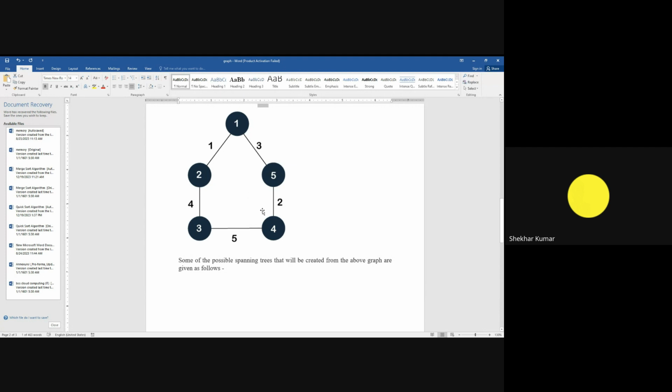So in this example, I have selected 1 and 2, 1 and 5, 4 to 5, and 2 to 3. I have selected these 4 edges and I have covered all the 5 vertices. Then that tree is called your minimum spanning tree. So among all the spanning trees, the one which has minimum cost is called your minimum spanning tree. With the help of one Prim's algorithm example, you will understand more clearly.